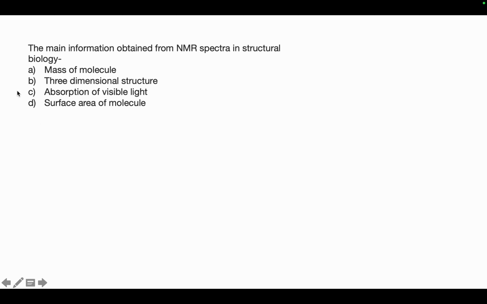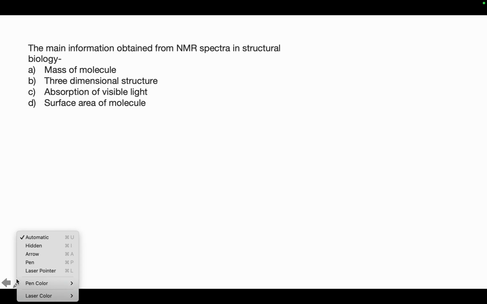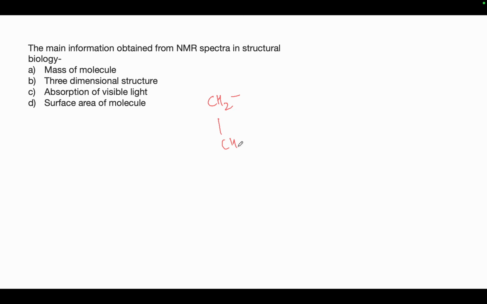The main information obtained from NMR spectra in structural biology is mass of molecule, three-dimensional structure, absorption of visible light, surface area of molecule. So basically NMR is used to find out the structure, like what all functional groups are present. So with NMR we can find out the complete structure of molecule. How much spectra this carbon is emitting because it is bound to OH. So basically it will give us the three-dimensional structure.